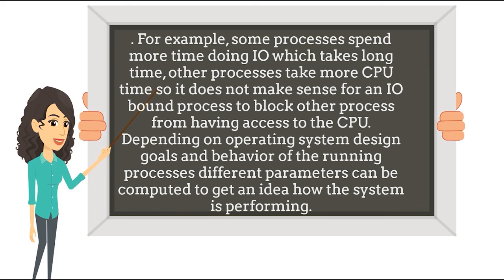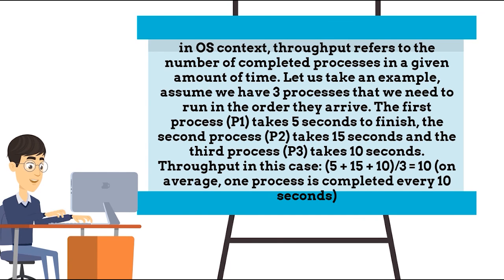For example, some processes spend more time doing I/O, which takes a long time, other processes take more CPU time, so it does not make sense for an I/O-bound process to block other processes from having access to the CPU. Depending on operating system design goals and behavior of the running processes, different parameters can be computed to get an idea how the system is performing. In OS context, throughput refers to the number of completed processes in a given amount of time.